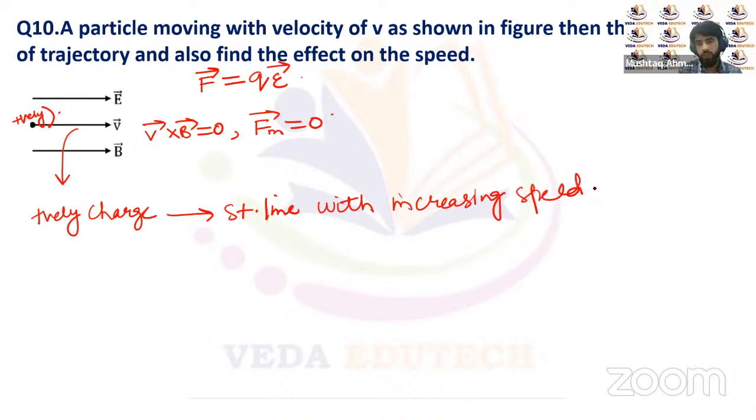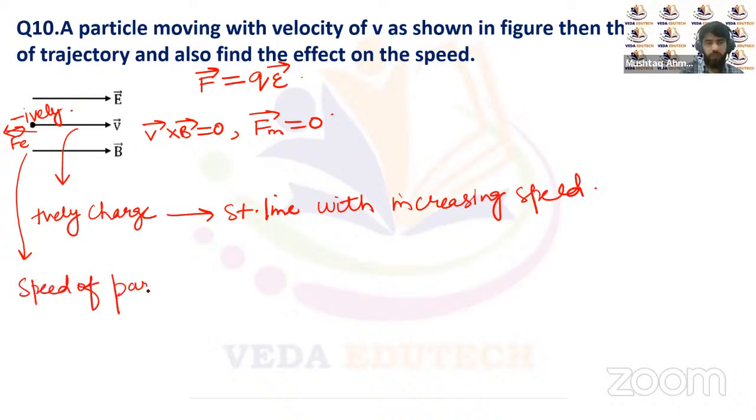Now let's suppose this charged particle is not a positively charged particle, but a negatively charged particle. Then the electrostatic force will be opposite to the direction of the velocity vector. Since the velocity vector is anti-parallel to the force here, the speed of this particle will first decrease.